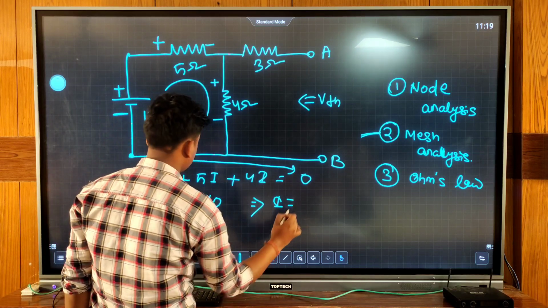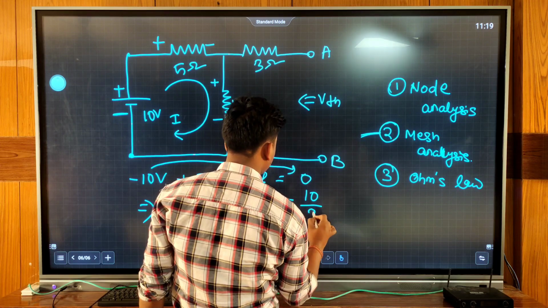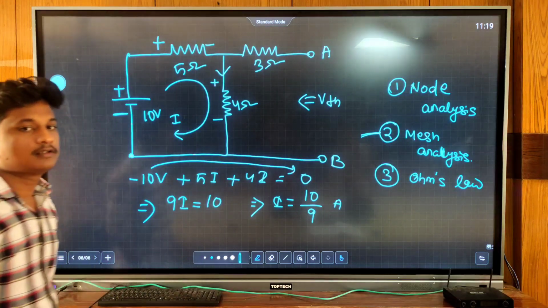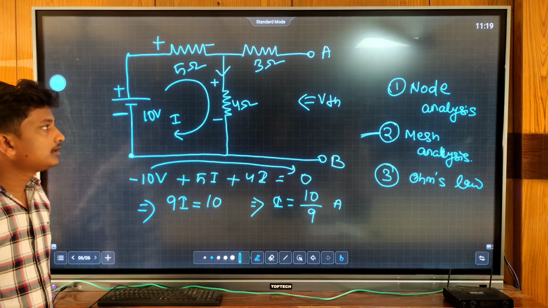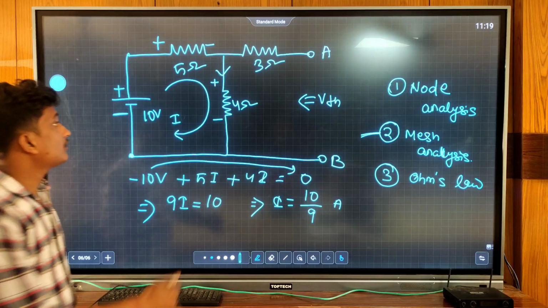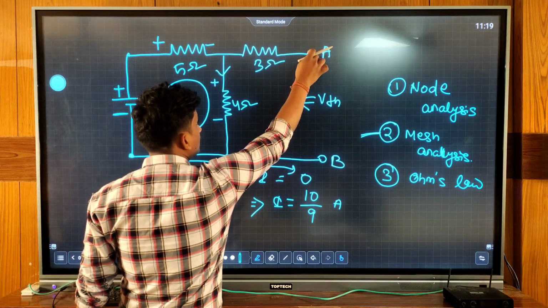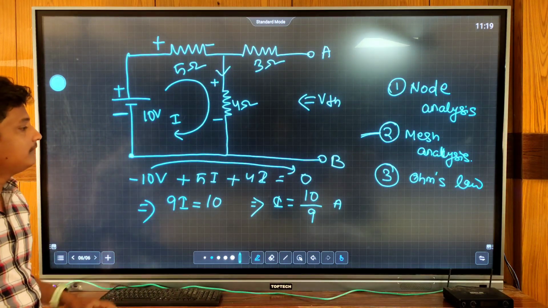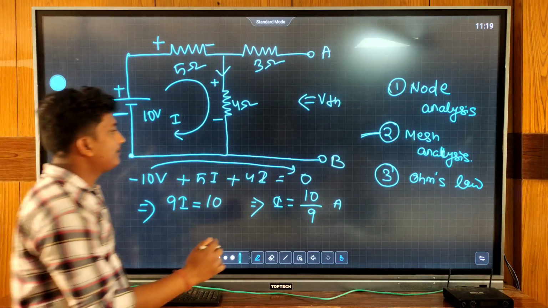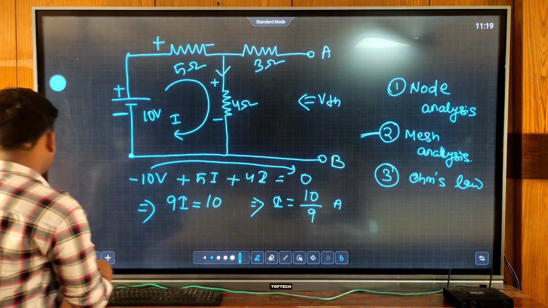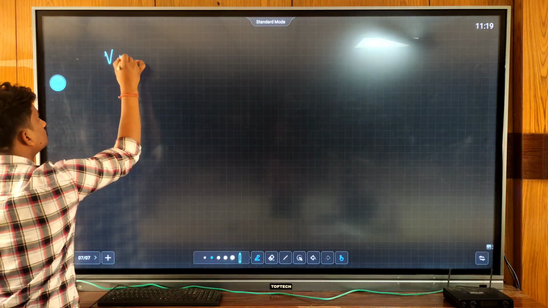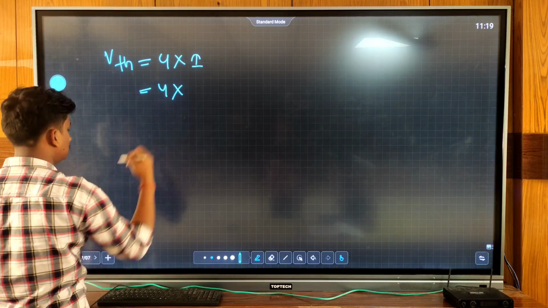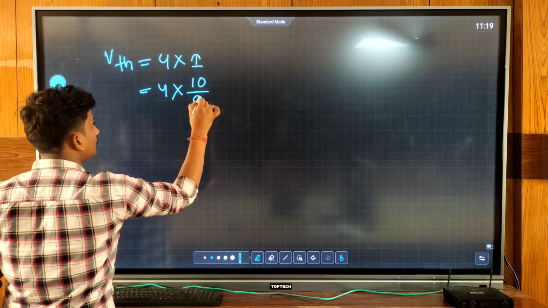So I will be 10 by 9 ampere. So the current flowing through this resistor is 10 by 9 ampere. So the voltage across this resistor is equal to voltage across these 2 terminals, since it is open circuited. So voltage across 4 ohm will be 4 into I. So my voltage will be 4 ohm, 4 into I, that is 4 into 10 by 9.